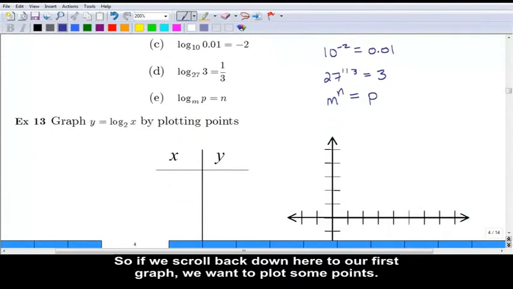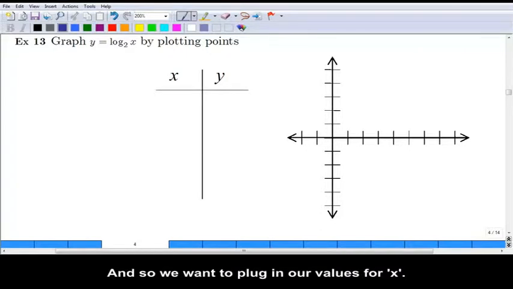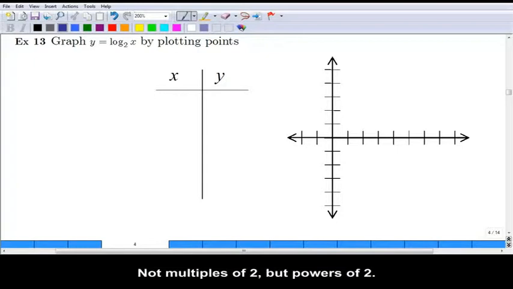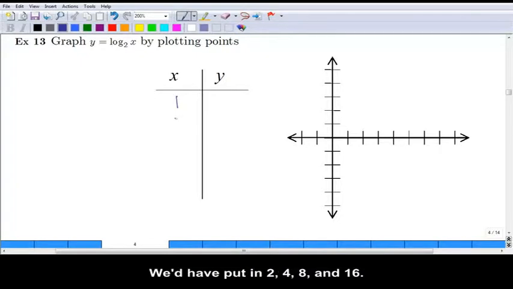So if we scroll back down here to our first graph, we want to plot some points, and so we want to plug in our values for x. Now since our base is 2, the best thing to do as far as finding numbers that are easy to plot is to put in powers of 2, not multiples of 2, but powers of 2. So technically 1 is anything to the 0 power, so that would be 2 to the 0 power. I'm going to put in 2, 4, 8, and 16.